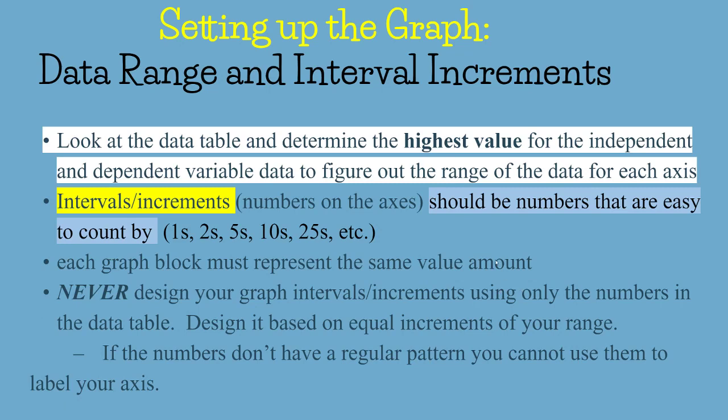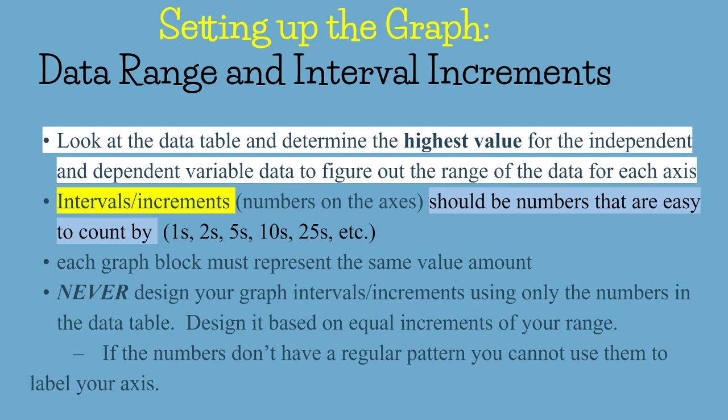Now I want to talk about this, the same value amount. So let's say I have a bunch of data. One is at a distance of 5 meters, another one's at a distance of 7 meters, another one's at a distance of 9 meters, and then we have a distance of 10 meters. You can't just have those 4 values. On your boxes, you can either go 2, 4, 6, 8, 10, or you can go 5, 10, or you can go 1, 2, 3, 4, but each of your boxes need to be the same amounts.